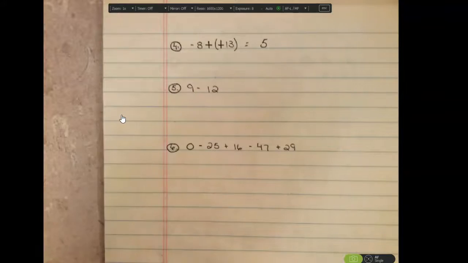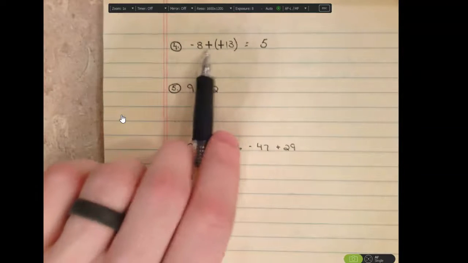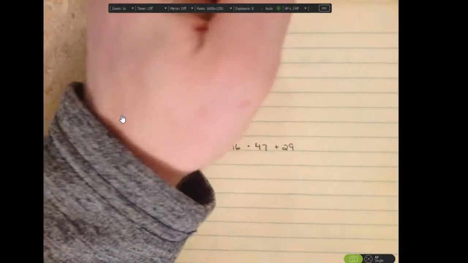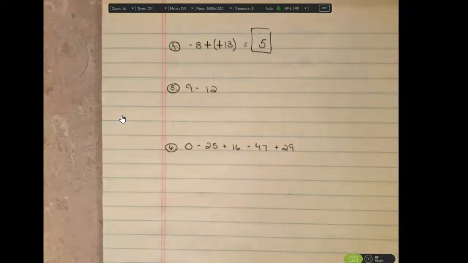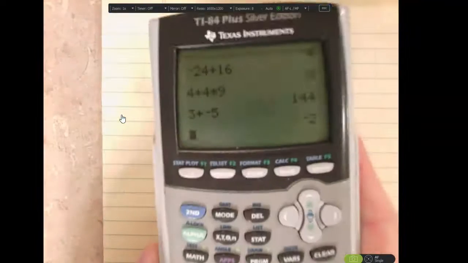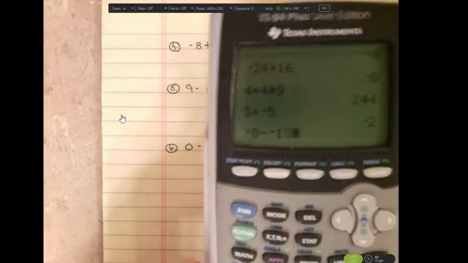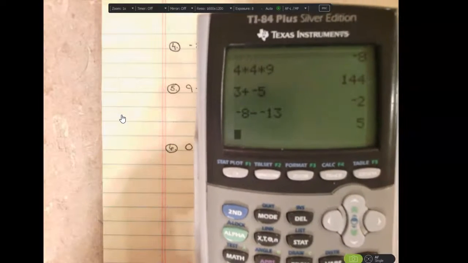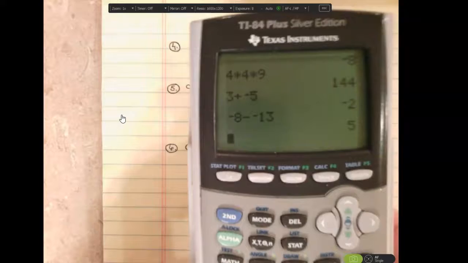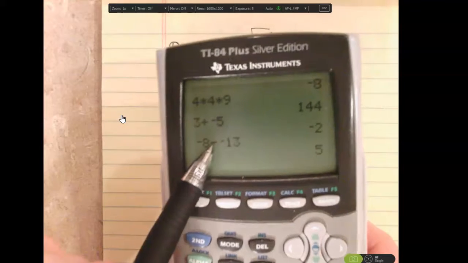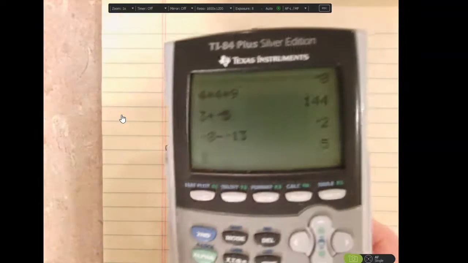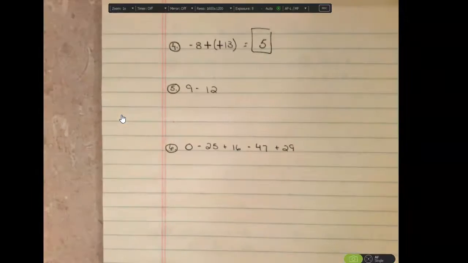Take the sign of the bigger number. 13 is bigger than 8. 13 is positive. So my answer is 5. And again, hopefully nobody is using their calculator, but if you do, type that one in and maybe you don't believe me, there you have it. Negative 8 minus negative 13. And again, it's because this minus and negative turns into a plus and a plus, two positives.